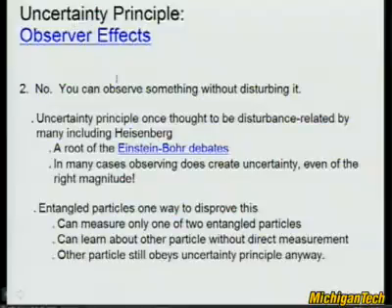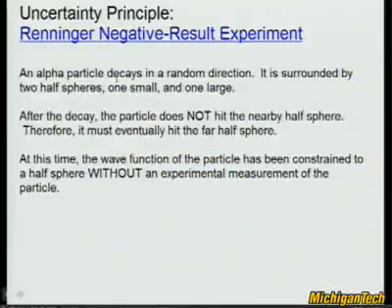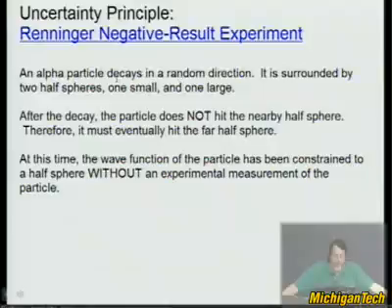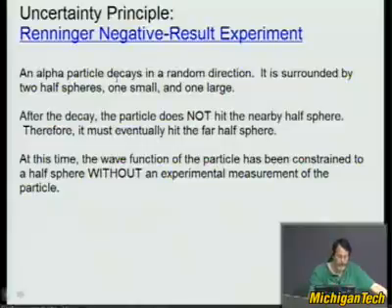And there's another way to do this. It is the Renninger negative result experiment. So let's say you have an alpha particle that decays in a random direction. It is surrounded by two half spheres. Then after the decay, the particle does not hit the nearby half sphere. Therefore, without measuring anything directly about the particle, without disturbing the particle, you know that particle will hit the other half sphere. It's a very simple experiment, but it gets to the root of whether the uncertainty principle is based on disturbing particles or not.